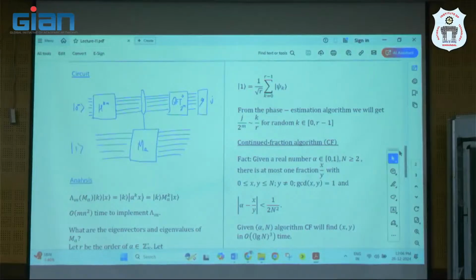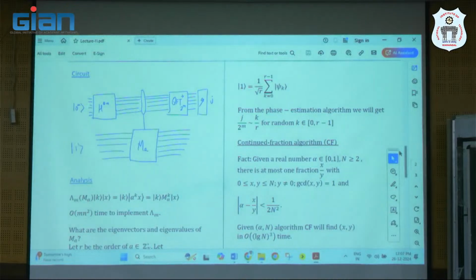Firstly, what are the eigenvectors? Okay, before that, in order to implement this circuit, we have to argue that this entire thing is polynomial time, correct? So we have to implement this controlled MA. What is this controlled MA?